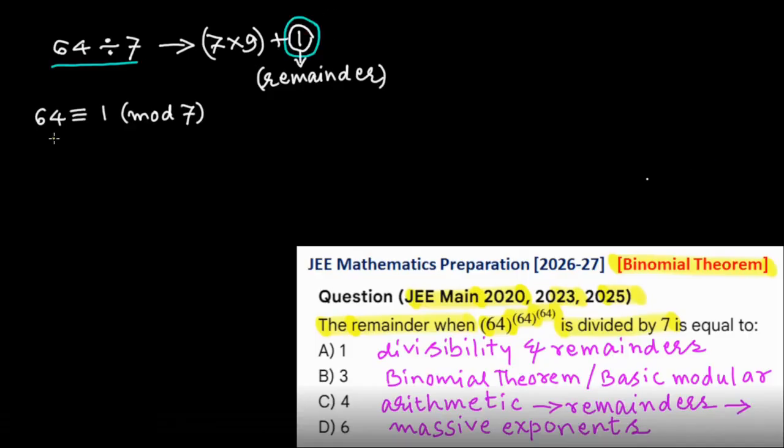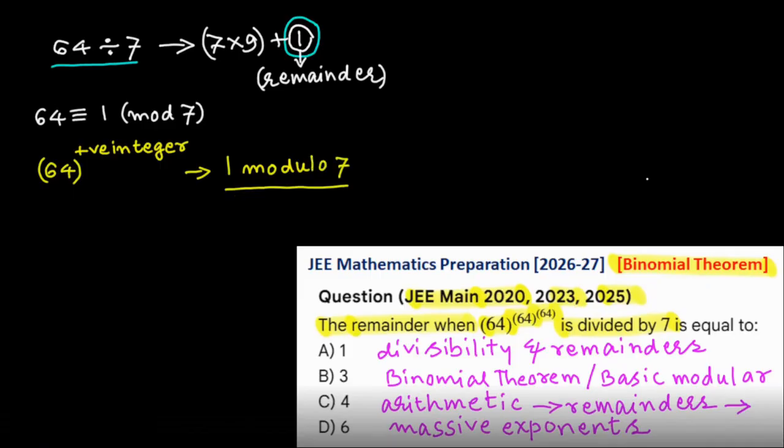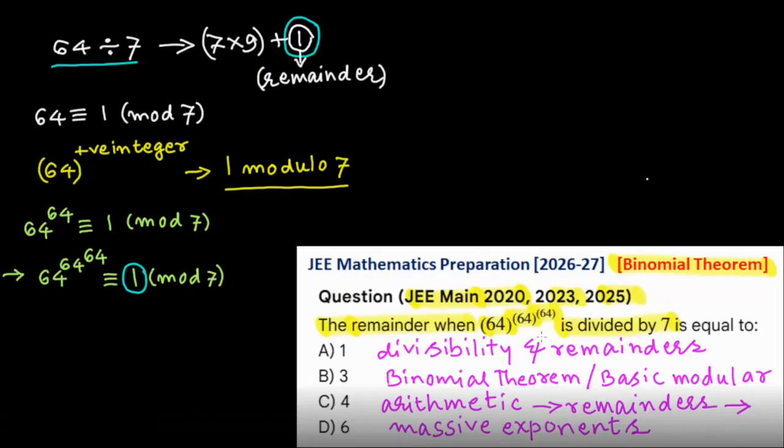This also means that any positive integer power of 64 to the power a positive integer gives 1 modulo 7. In this case 64 power 64 will be 1 modulo 7, which also follows 64 power 64 equals 1 modulo 7. Hence, the correct answer option here is A, 1, this one here.